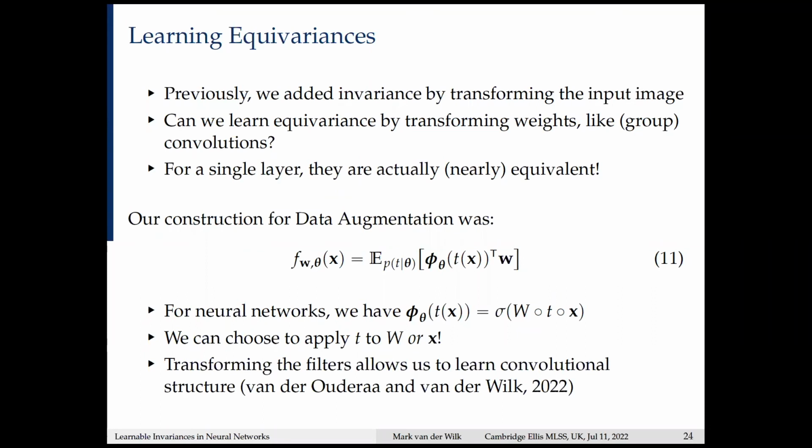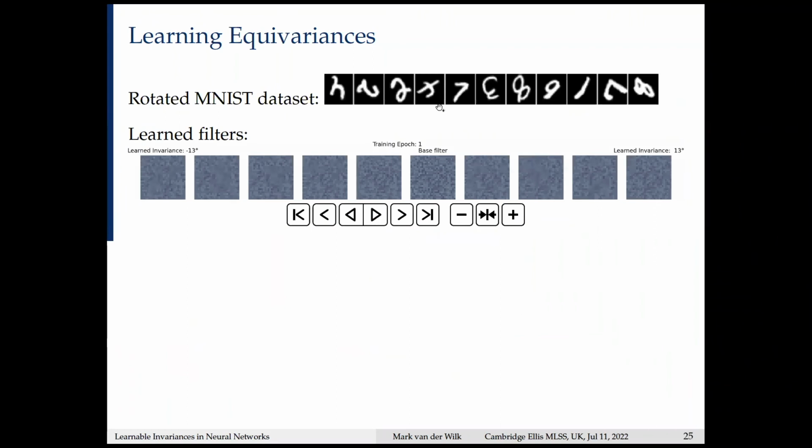So basically, this insight allows us to instead transform the filters to learn actual convolutional structure in a layer. So this will be presented at UAI in August. And again, I've got some images. So let's see what happens on the rotated MNIST data set.